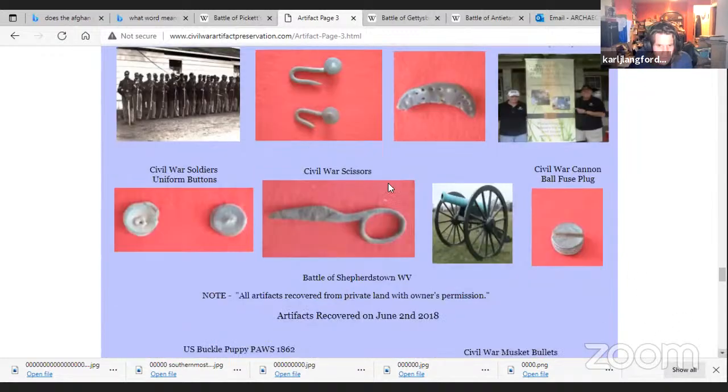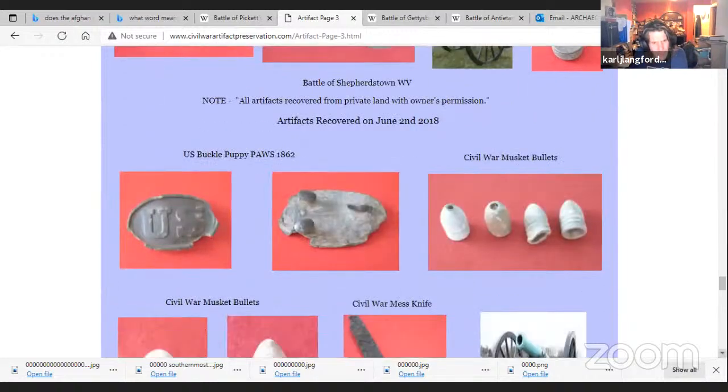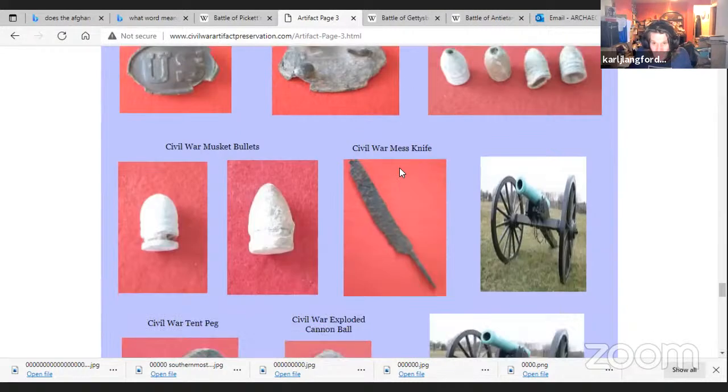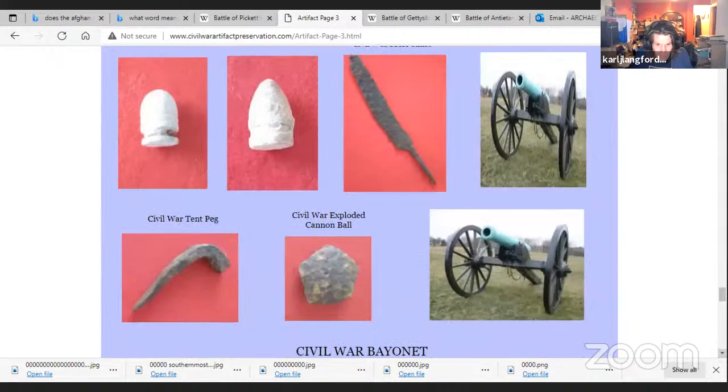What else have we got here? We've got scissors. Yeah, for anything. You're going to have to repair your equipment. More Civil War buttons there. A cannonball fuse plug. Yes. So you're going to have to take that fuse plug out, aren't you, to activate the fuse of the cannonball? I think that's right. More of these. This is how that would be attached into the leather there from the reverse of the front plate there. More of the musket balls. A mess knife, again, getting close to these people.